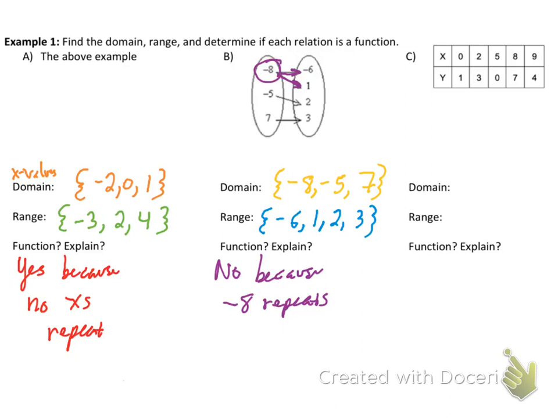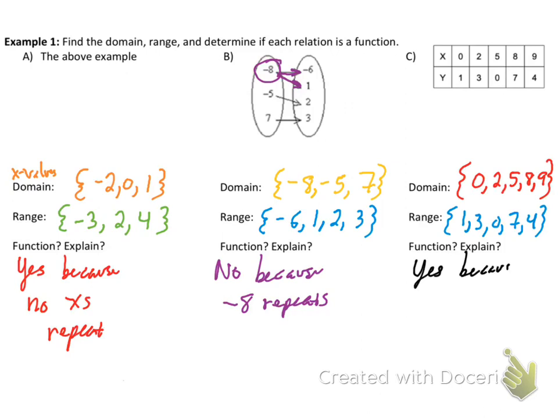All right, and then last but not least, we've got a table. So the domain value is all the x values, so 0, 2, 5, 8, and 9. The range value is going to be 1, 3, 0, 7, and 4. Is this a function? So let's look at our x values. None of our x values repeat. So yes, because no x values repeat.